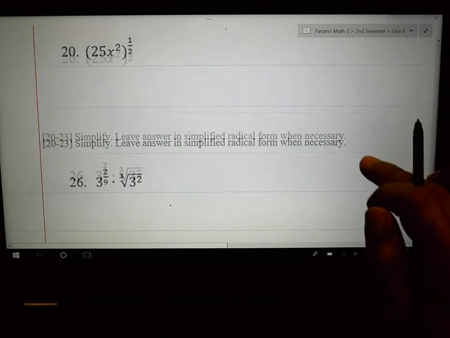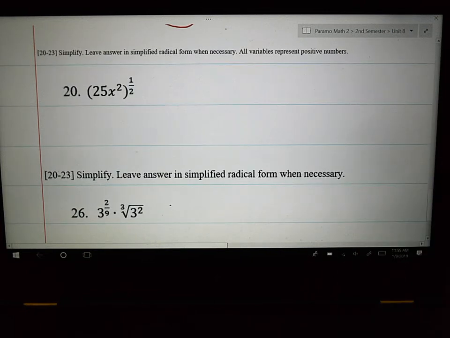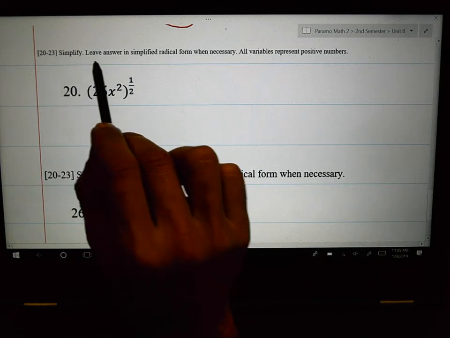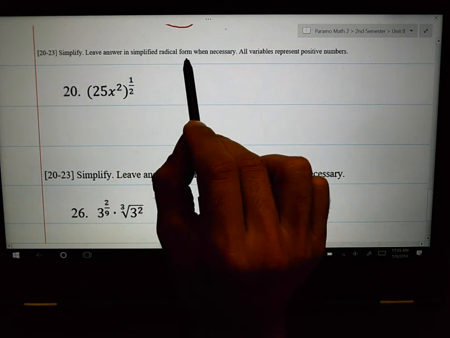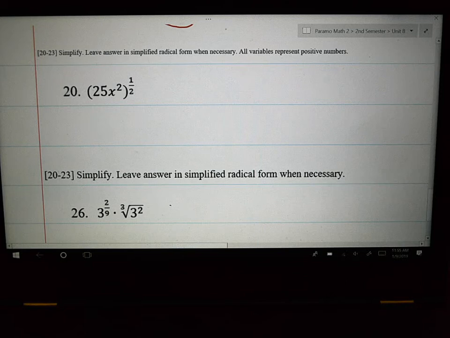3 more examples. We're almost there. Number 20. Simplify. Leave answers in radical form. All variables represent positive numbers.